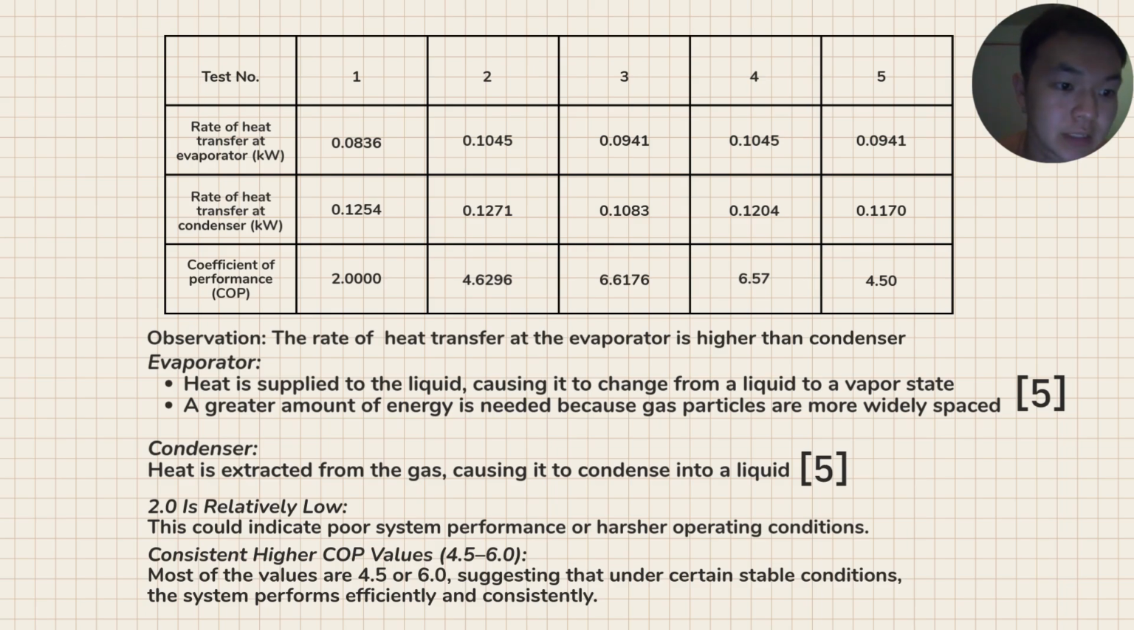We can also see that the COP at test run number 1, which is 2.0, is relatively low. This could indicate poor system performance or harsher operating conditions. We also see consistently higher COP values, 4.5 to 6, which most of the values are, and which are considered stable conditions where the system performs efficiently and consistently.